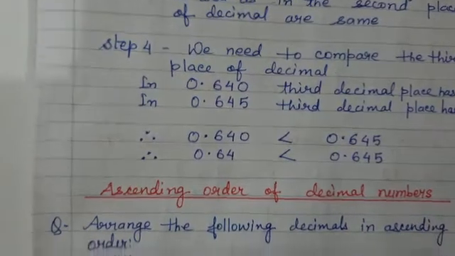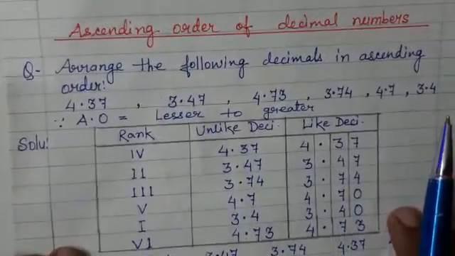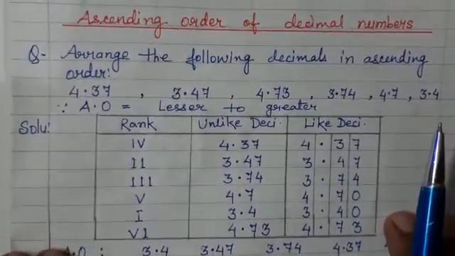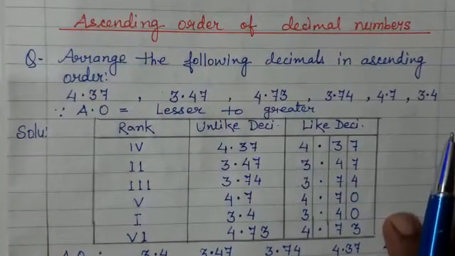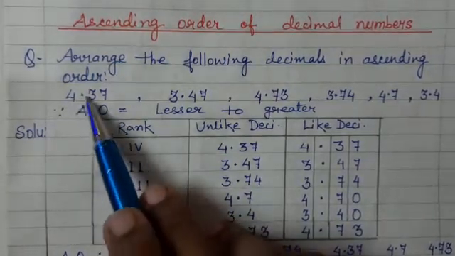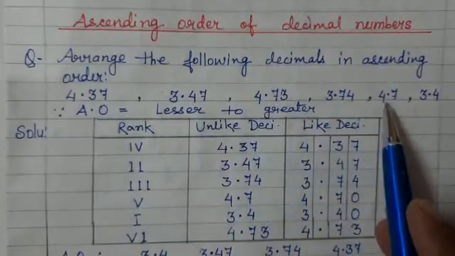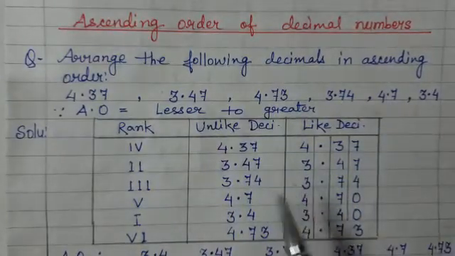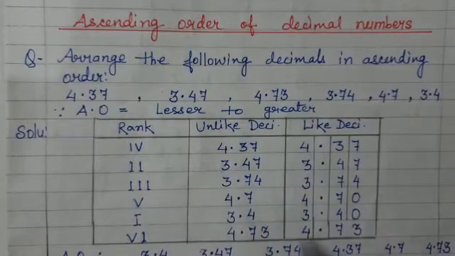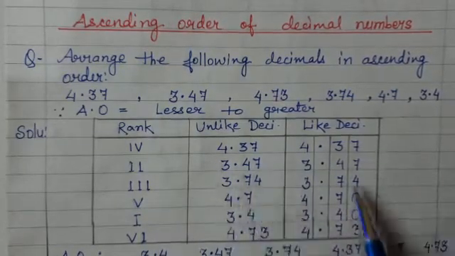In this way, we can arrange a set of decimal numbers in ascending order or in descending order. Look at this example. Arrange them in ascending order. Here, it is given 4.37, 3.47, 4.73, 3.74, 4.7 and 3.4. We can arrange them in ascending order if we arrange them in tabular form.